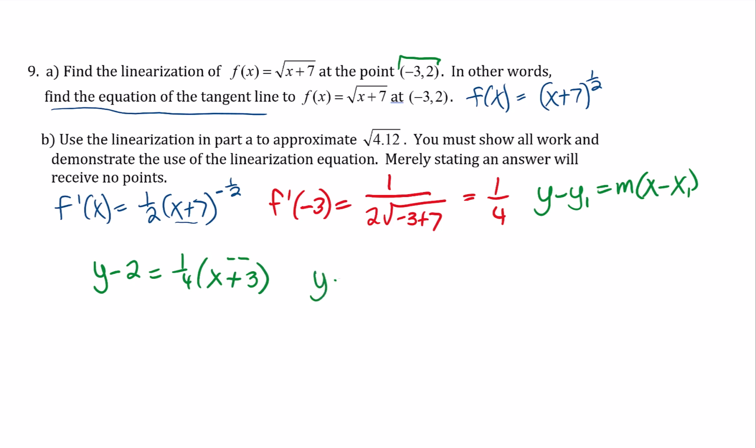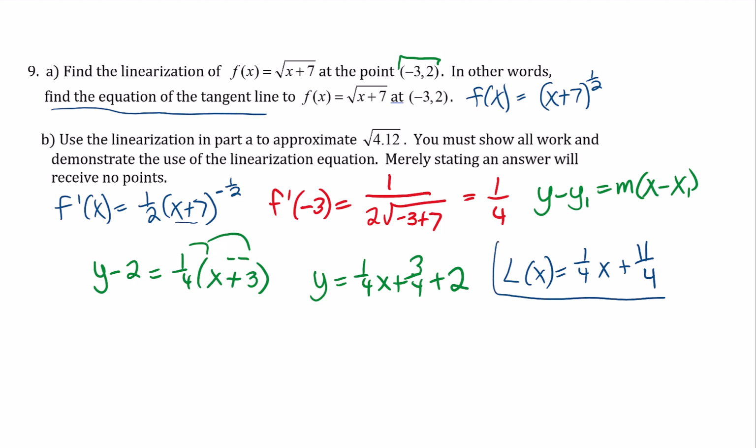So we have y equal, and I'm going to go ahead and distribute, so 1/4 x plus 3/4, and then plus 2. So let's write it as a function L of x equals 1/4 x, and 2 is 8/4. So that looks like plus 11/4. Okay, this is our linearization. It will give us an approximation of this function, square root of x plus 7.